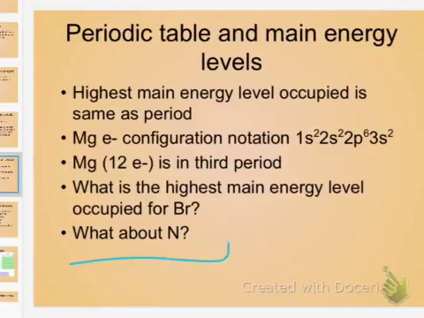So, let's practice. And I will ask you these on a test or a quiz. What's the highest main occupied energy level for an element in the 5th period? Those are easy gimmies. That'd be 5. So, what's the highest main occupied energy level for nitrogen? Look on your periodic table. So that's pretty easy. I can pick out any element on the periodic table and ask you what's the highest main occupied energy level. You're going to know it's the same as the period.